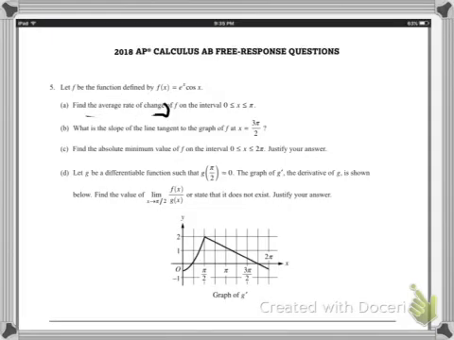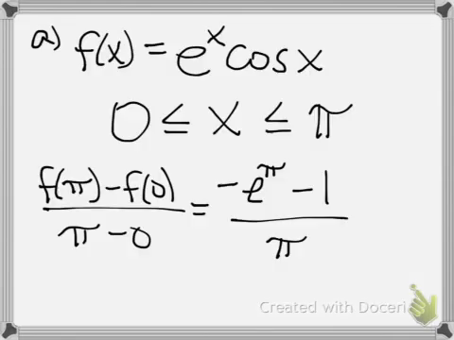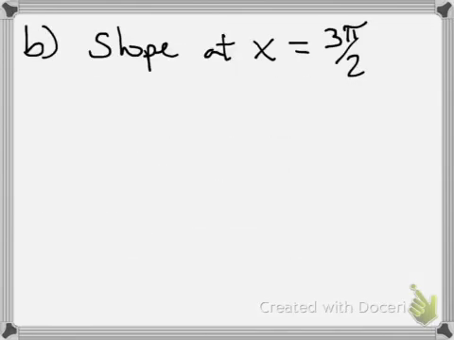So, in part B, it says to find the slope of the line tangent to the graph of f at x equals 3 pi over 2. So, now we want to actually do some calculus here, because part A is not really doing calculus. Part A is really doing some pre-cal stuff. So to find the slope, we need to take the derivative, and we need to do the product rule here.